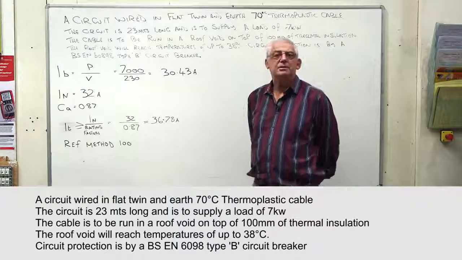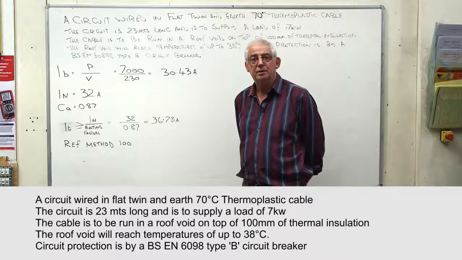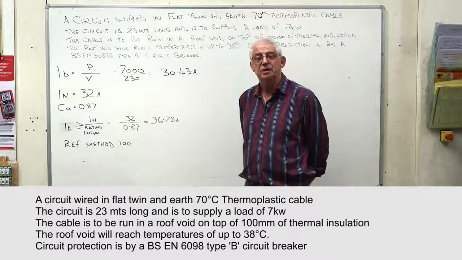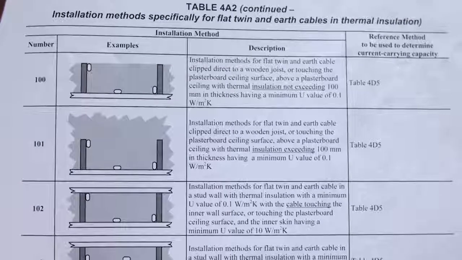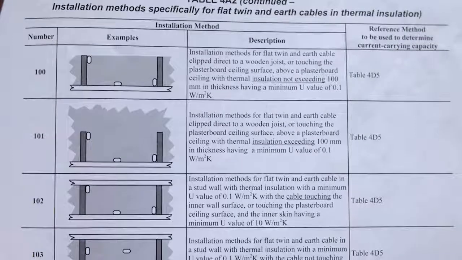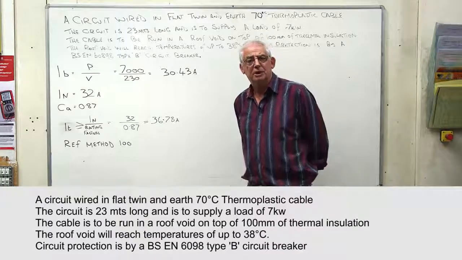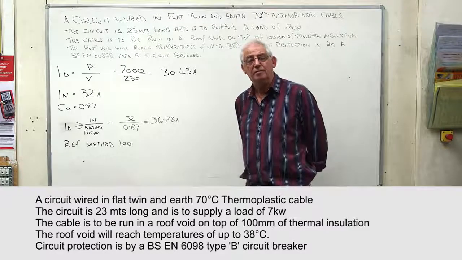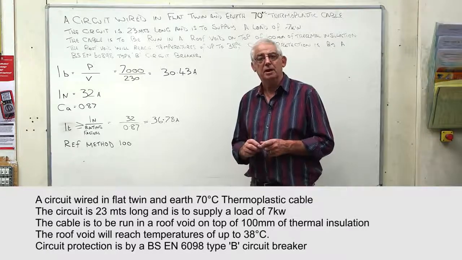To find the correct installation method, I need to refer back to BS 7671. Because it's flat twin and earth and there's insulation involved, I have to use table 4A2. We can see that from table 4A2, the closest reference method I could get to is method 100. Next, we have to go to table 4D5, because that gives us our current rating for flat twin cable.